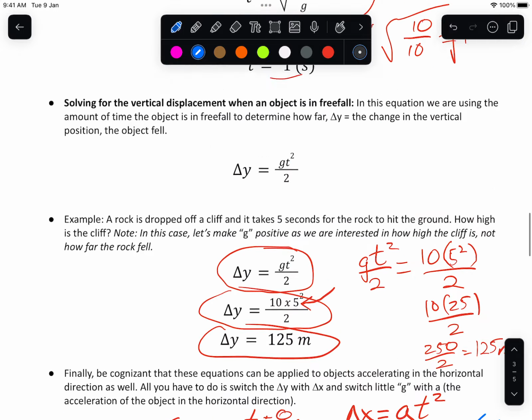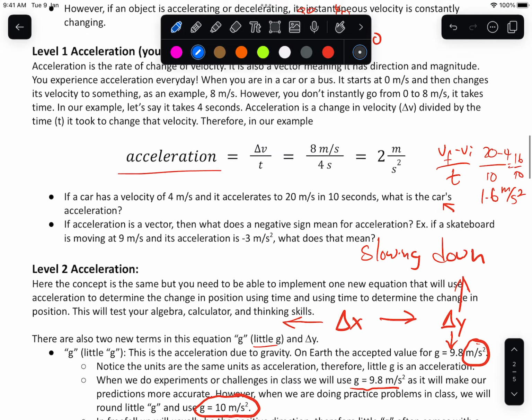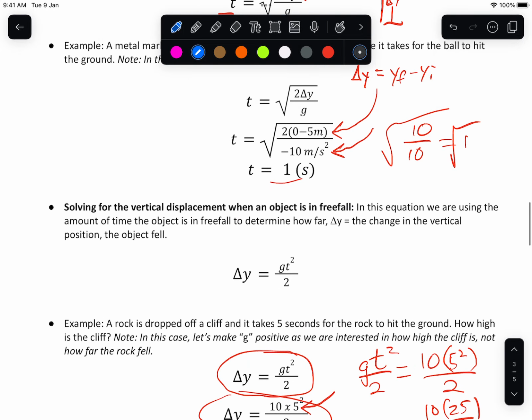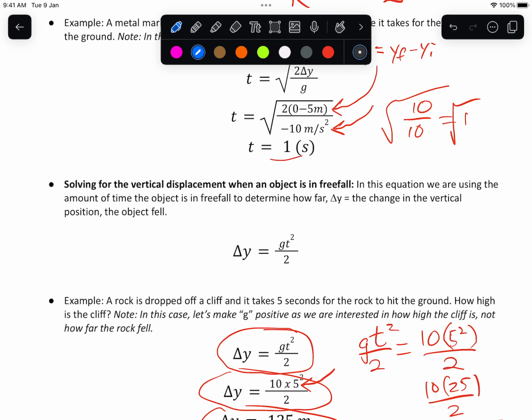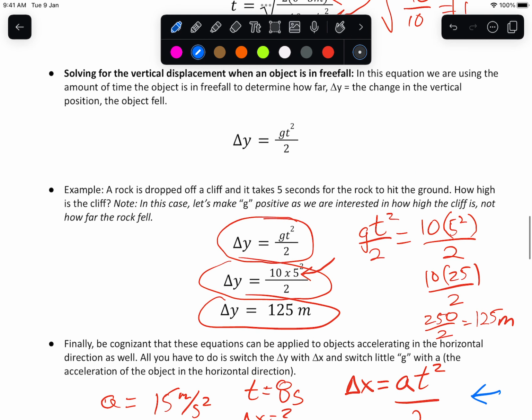Okay, that's the main part of the chapter that we're going to be going through. I highly recommend practicing these questions a lot. They're new for you guys, and make sure you know how to do the square root on your calculator. Make sure you're doing the order correctly. Make sure you know how to do the square correctly.